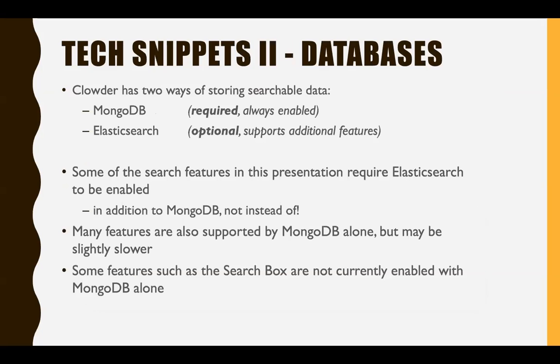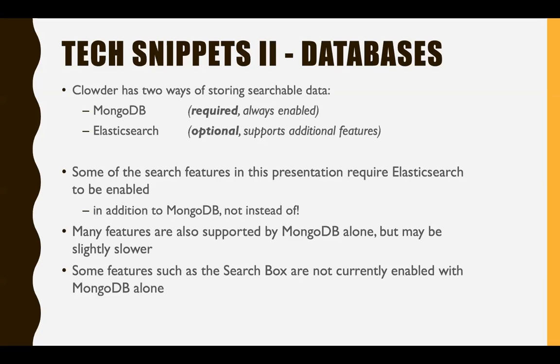MongoDB is the primary database for Clowder, and it is required. So you always have to have a Mongo instance, and that's what actually stores all of our data. But if you optionally enable Elasticsearch, your data will also be indexed in Elasticsearch, and you can do some additional functionality on that data that you cannot do if you're only running Mongo. In practice, I believe the majority of Clowder instances are using Elasticsearch, so chances are that everything you've seen in this part of the presentation is going to be accessible to you.